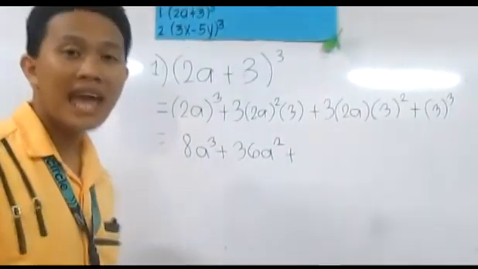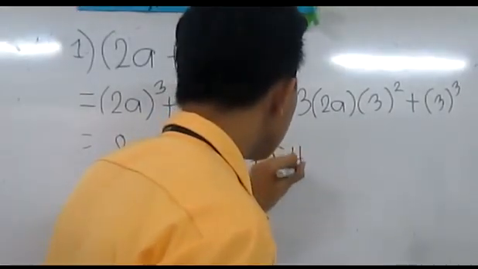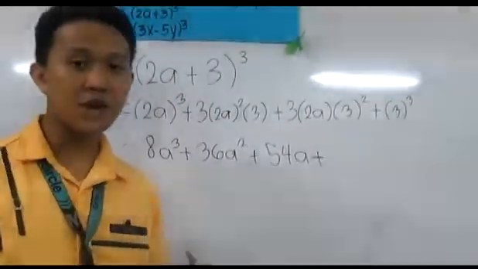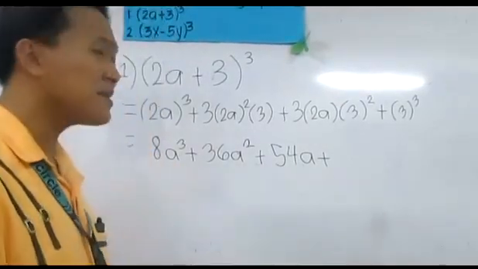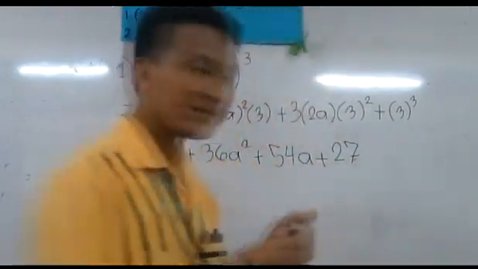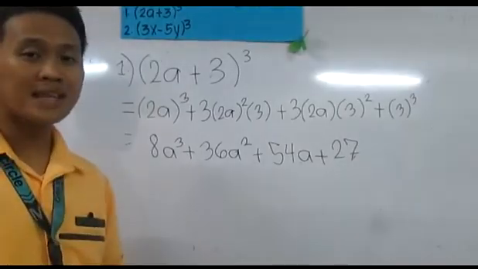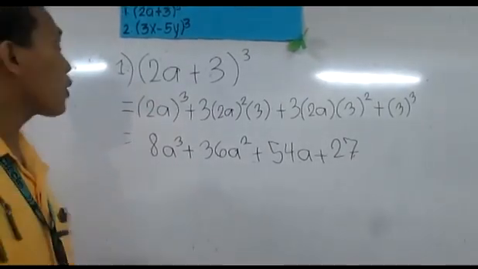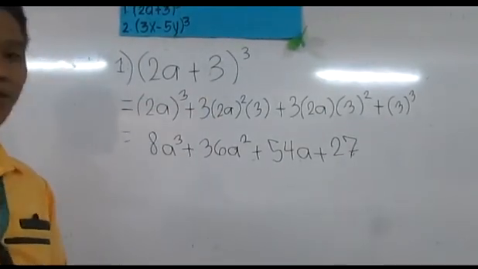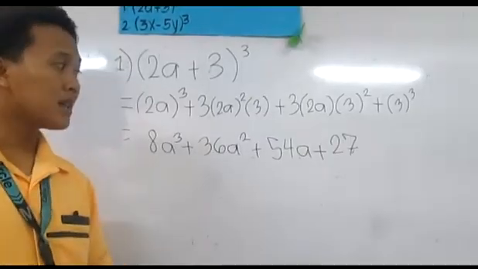So we have 54a. And lastly, 3 raised to the power of 3, or 3 cubed, is equal to 27. Now we have our final answer. So quantity 2a plus 3, quantity cubed, is equal to 8a cubed plus 36a squared plus 54a plus 27.